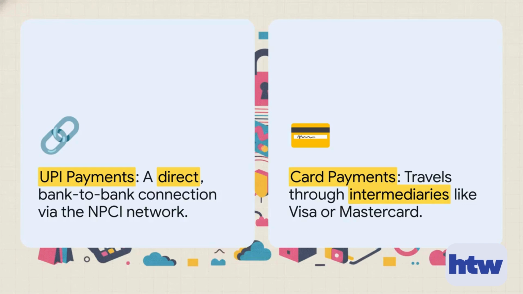Pretty smart, right? Now, what's interesting is that not all payments take the same route on this digital superhighway. If you look on the left, you'll see systems like UPI. Think of that as a direct flight. It connects your bank straight to the receiver's bank through a central network. But then on the right, you have traditional card payments. Those are more like a flight with a few layovers. The data has to pass through intermediaries, like the Visa or MasterCard network, before it finally gets to its destination.